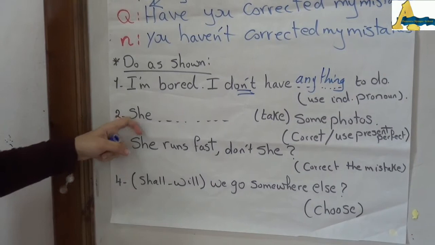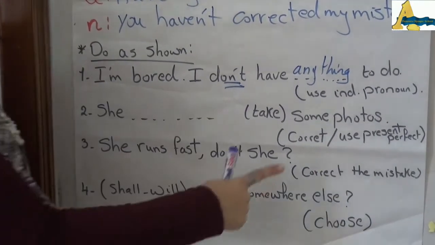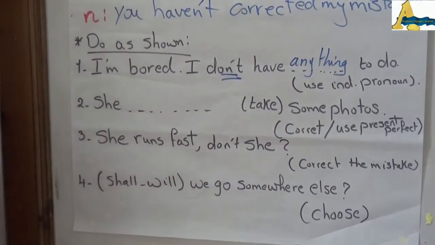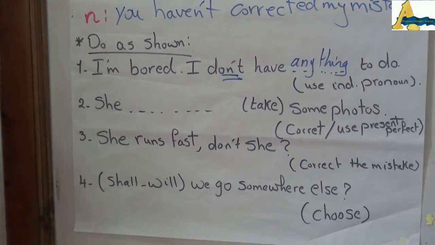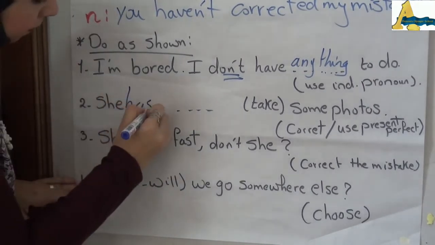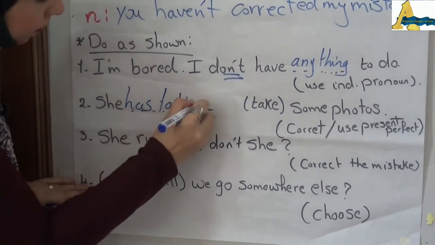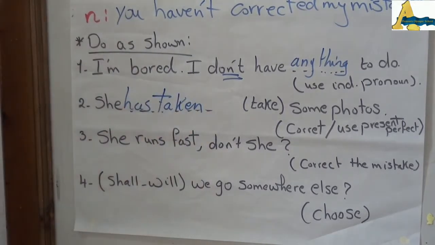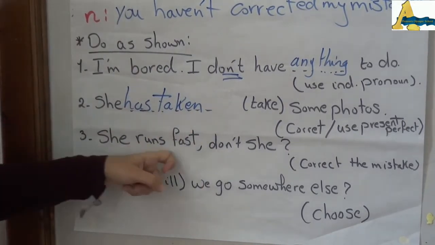Number 2, she takes some photos. I want you to correct the verb or to use the present perfect form. So she has taken some photos.